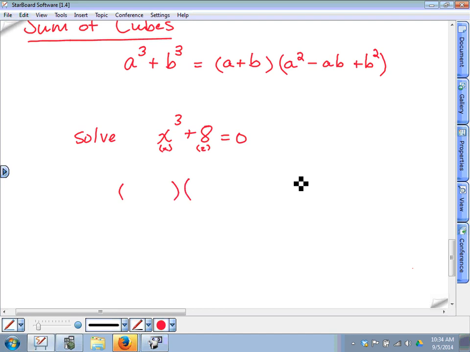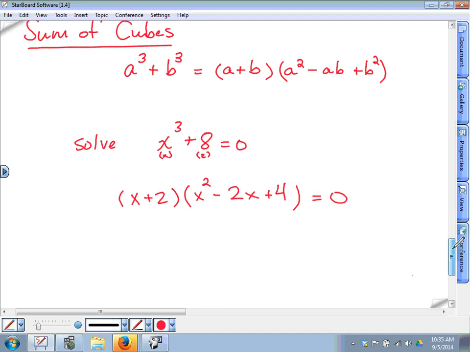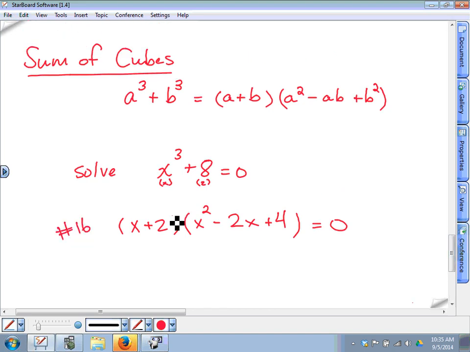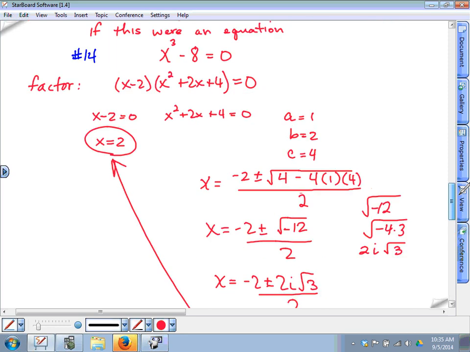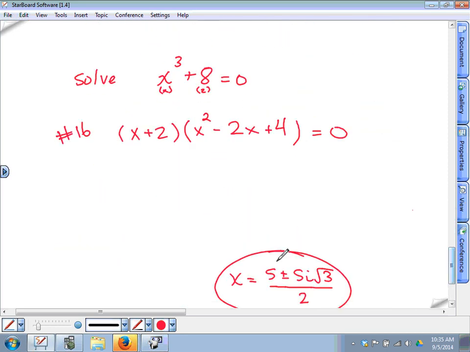So we have a little factor and a big factor. What are they? x plus 2. x squared minus x times 2, which is 2x, yep. Plus 2 squared, exactly. And that is 4. Now just compare real quick. This is number 16. Is it exactly the same as number 14? It's pretty close, but we are going to get some different solutions.